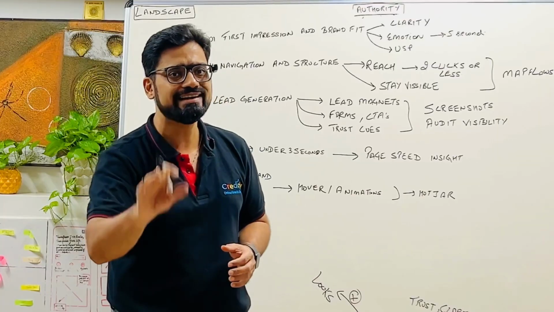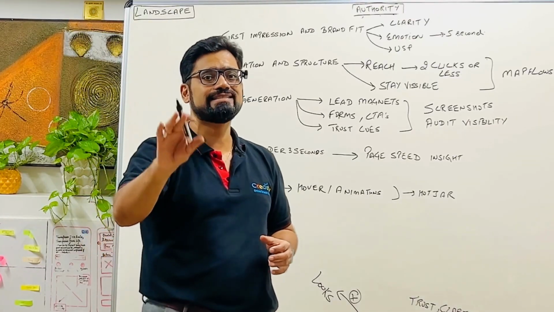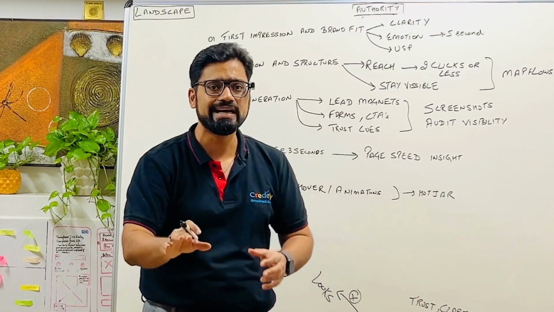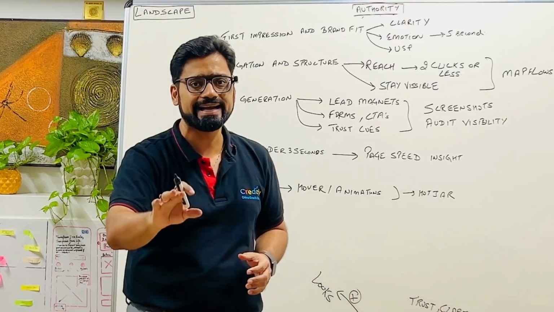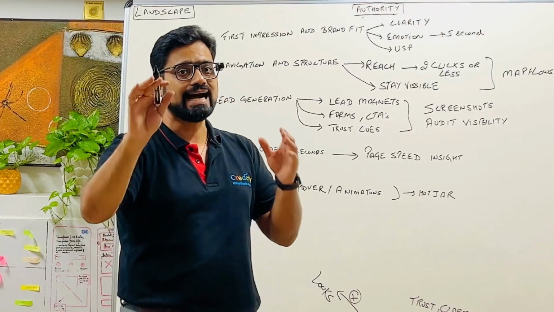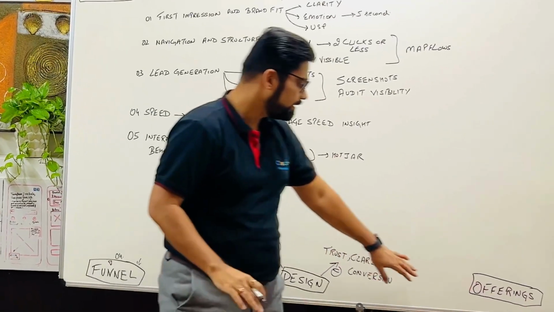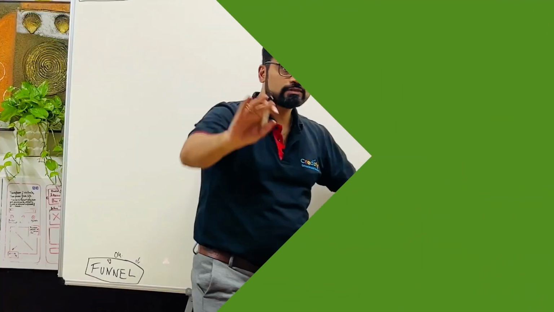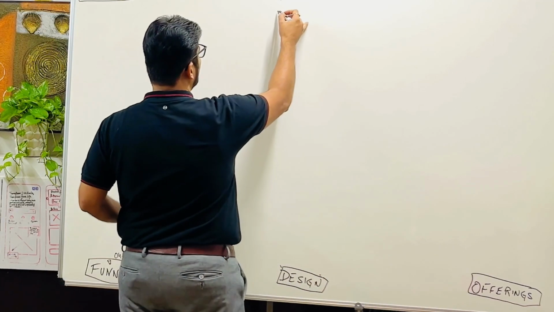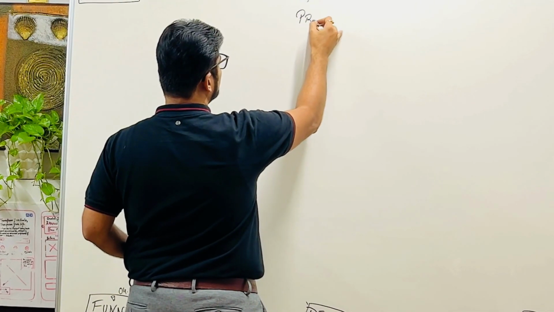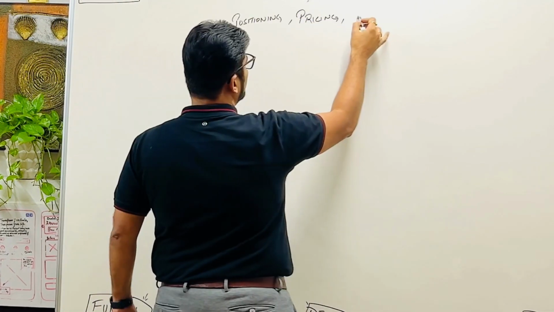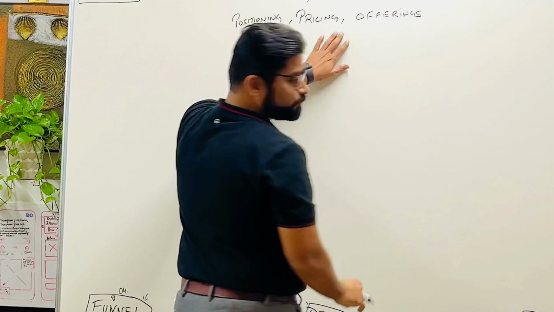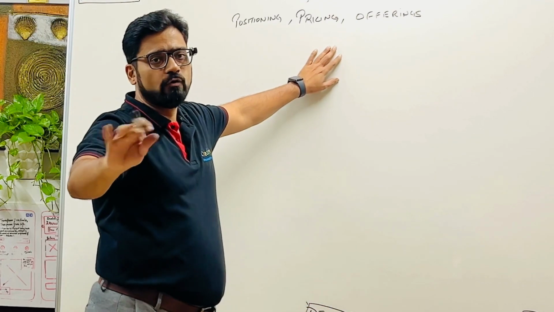Once we know how their designs are, the next step is to examine how competitors finally package their value, and that is their pricing and offering. So we are going to talk about this now: pricing, positioning, and offerings. This is where the deal is truly won or lost.